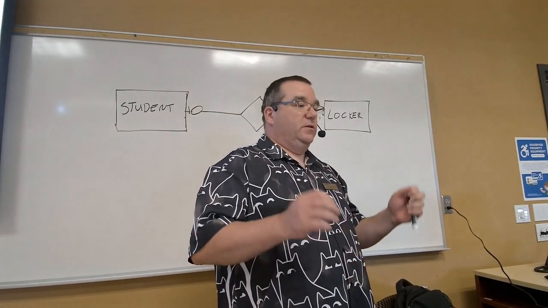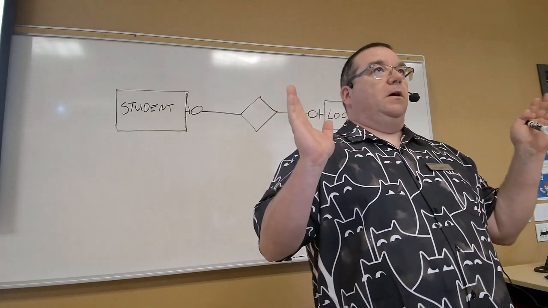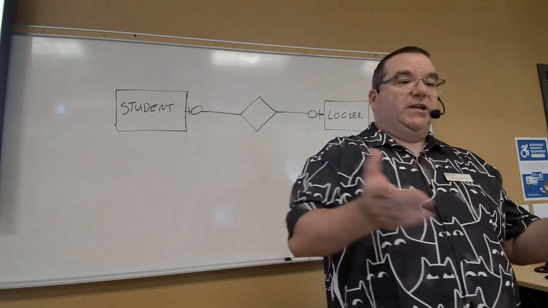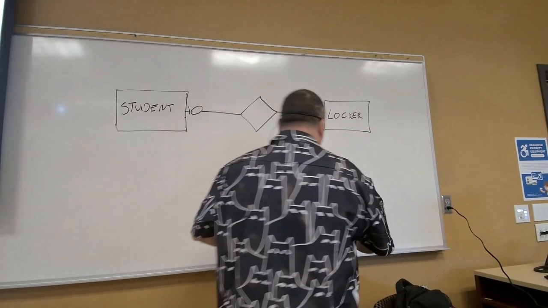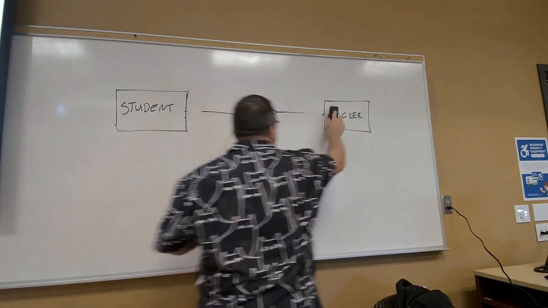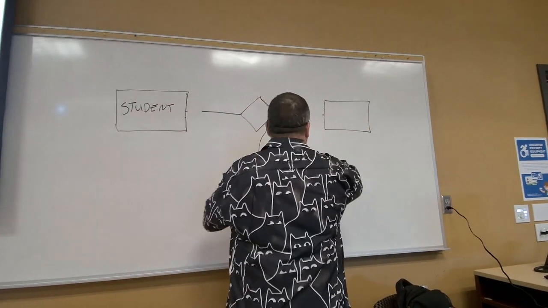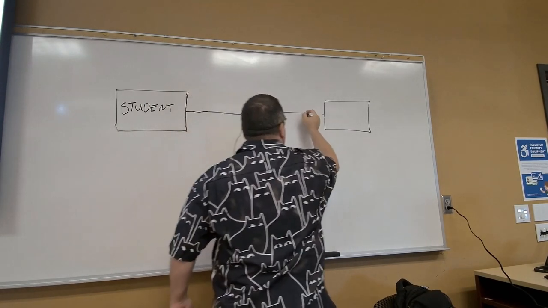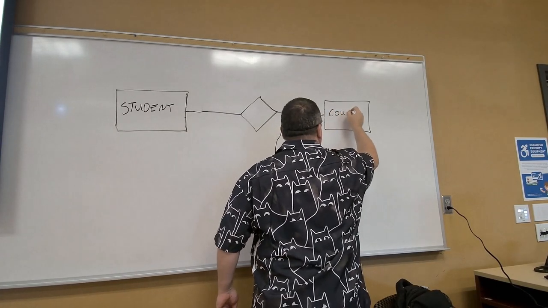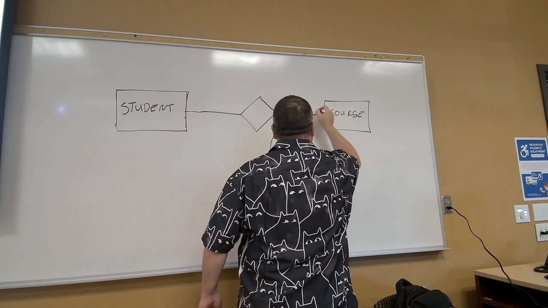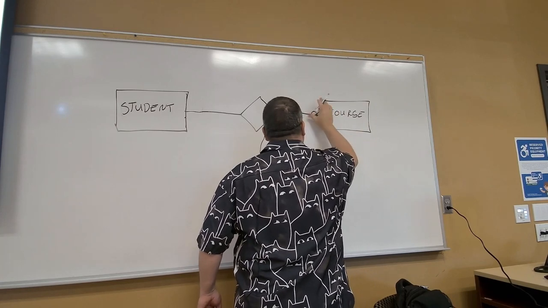These four symbols literally cover all the types of relationships you can define in a database. There's actually one more, which is the many to many. But that's just the same symbols being reused. Right? So if you have a course, actually, you know what?